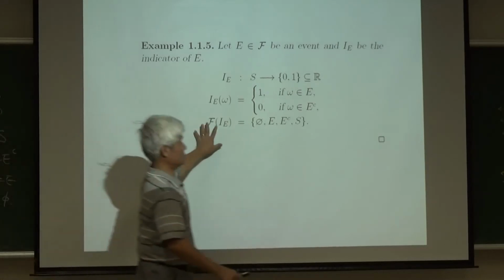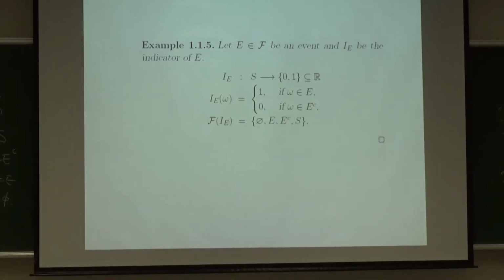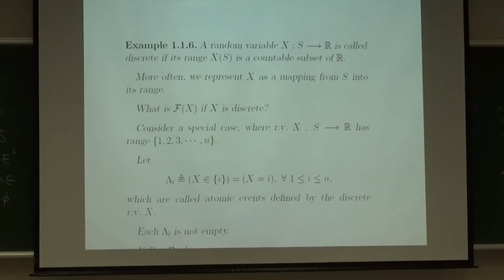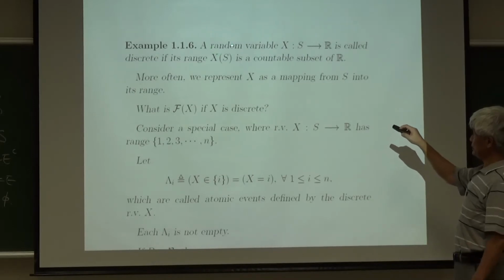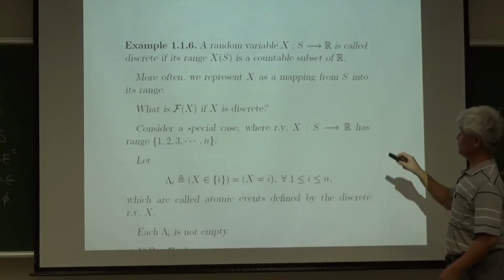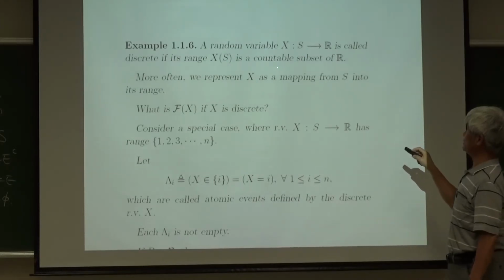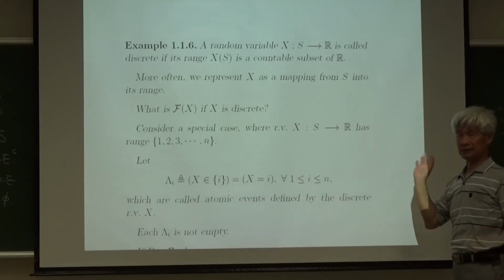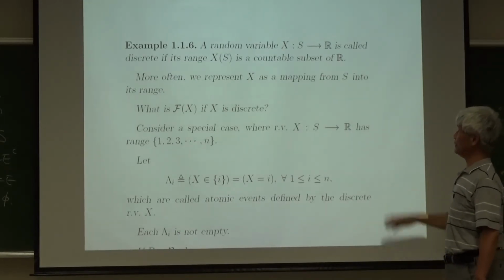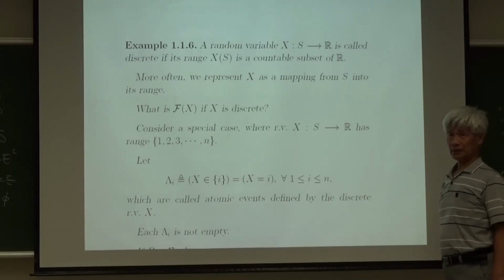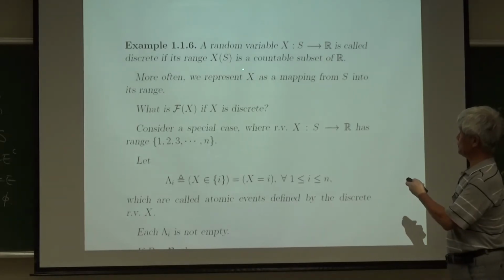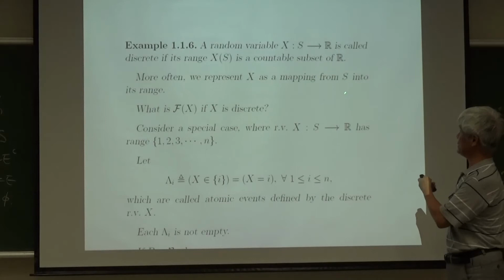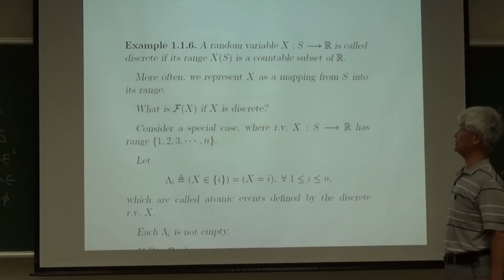So the normalization for an indicator is so simple. In many situations, we encounter so-called discrete random variables. A random variable is called discrete if its range is a countable subset of R. So that is the definition. More often, we represent a random variable as a mapping from the sample space into its range. That's more specific.